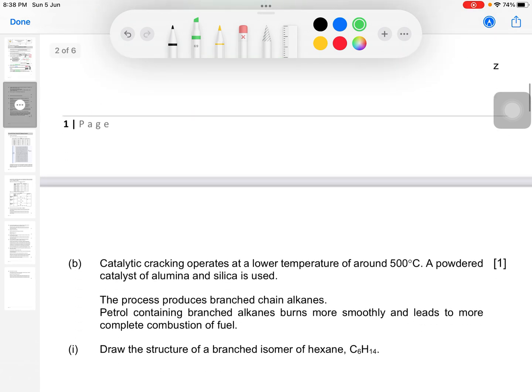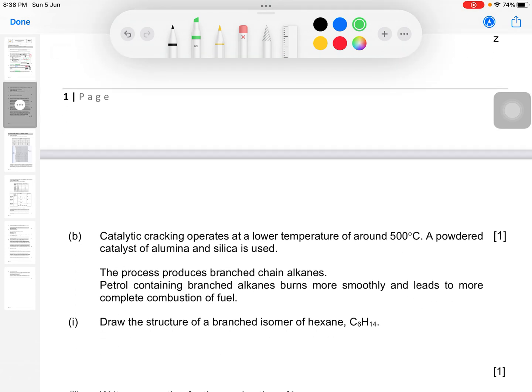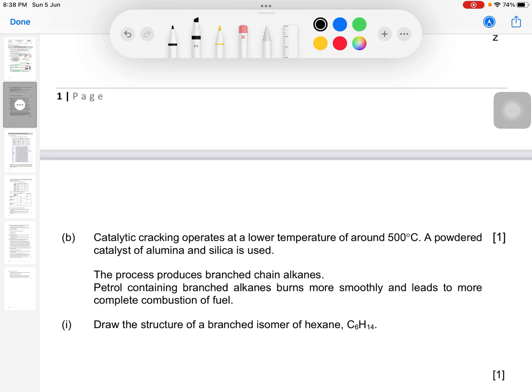Catalytic cracking occurs at a lower temperature of around 500 degrees C. A powdered catalyst of alumina and silica is used. Alumina is aluminium oxide. Silica is silicon dioxide.